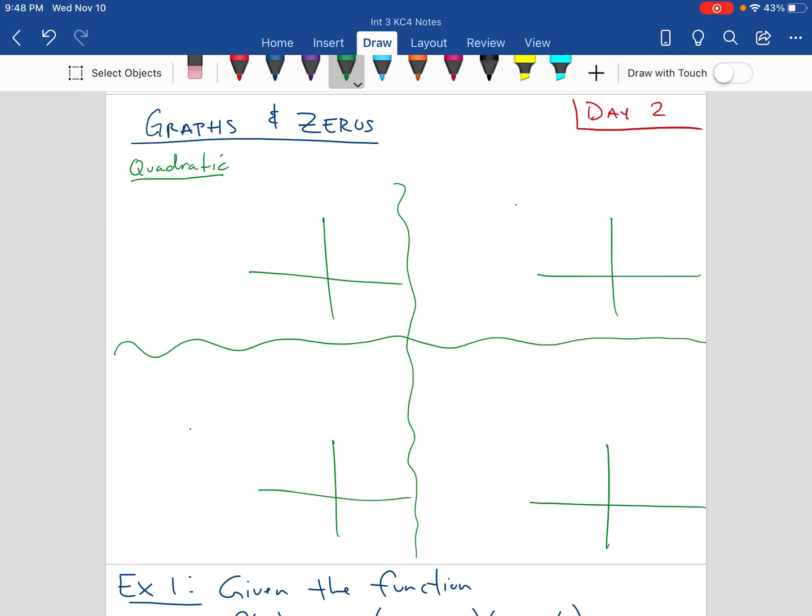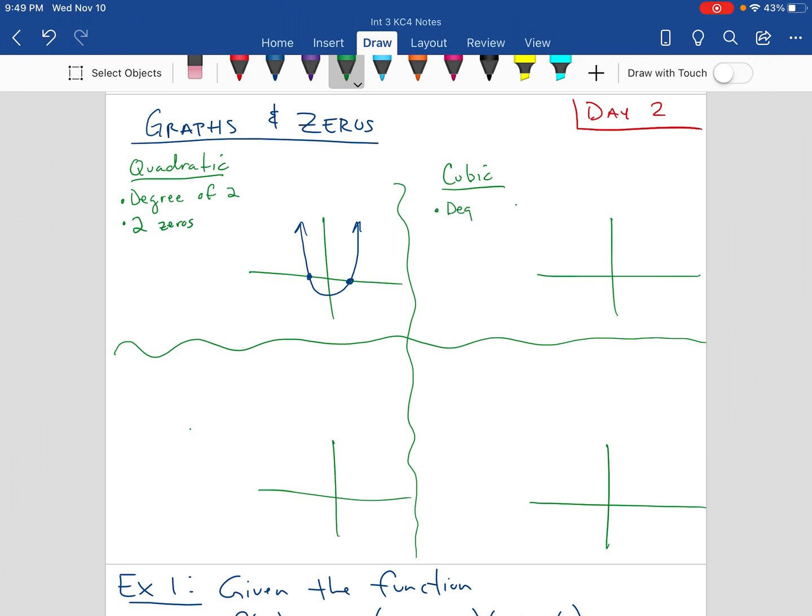Okay, remember that quadratic functions have a degree of 2, which means that they would have 2 zeros. Right, so 2 x-intercepts. So generally, my graph would look like a U, where it crosses the x-axis 2 times. The next type of functions that we've done are cubic functions.